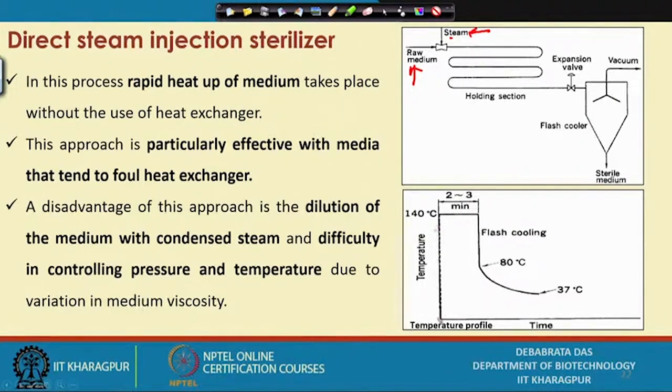Now, the temperature-time diagram of this particular system is like this: the temperature instantaneously increases to 140 degrees centigrade and is held, and then it requires flash cooling to 80 degrees centigrade, then it is slowly cooled down to 37 degrees centigrade.